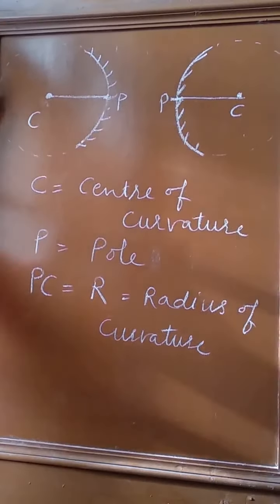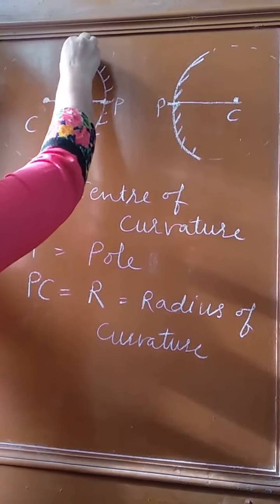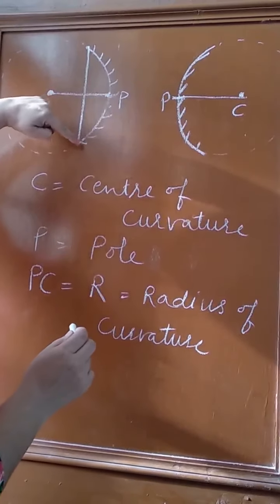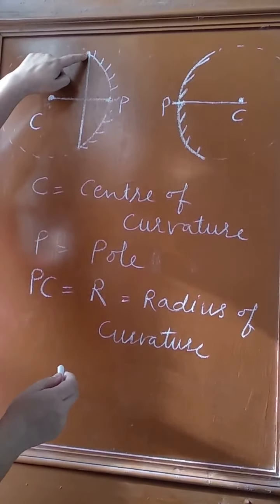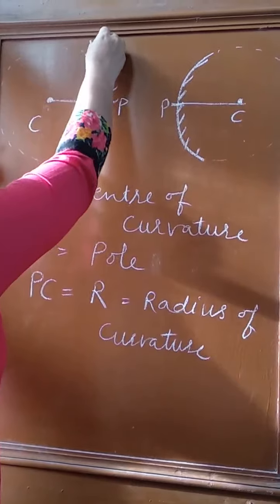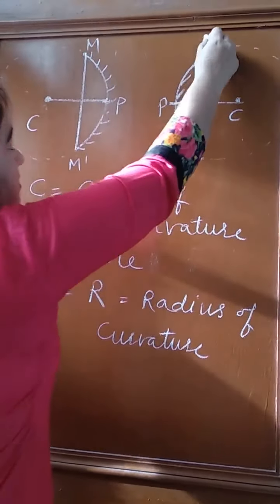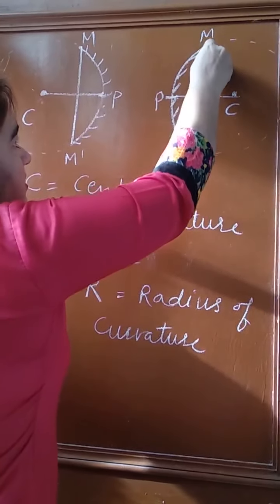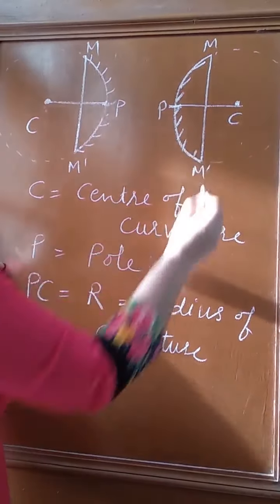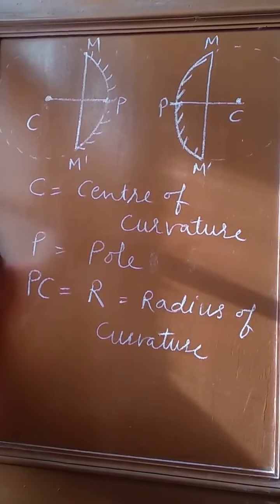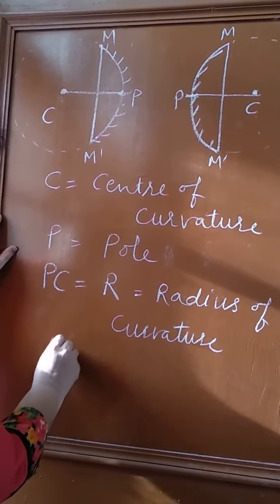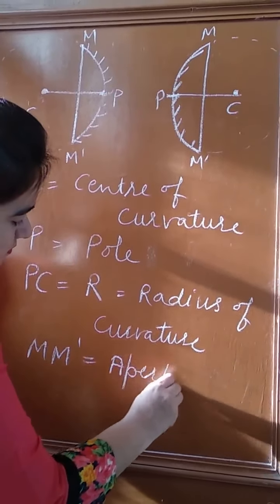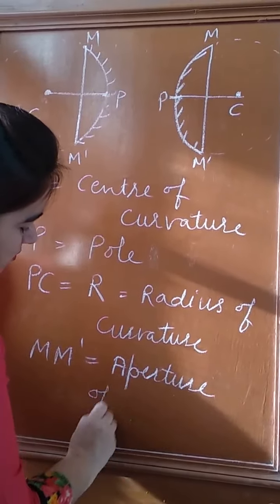Now, what is the aperture? Aperture is the diameter of the reflecting surface. This is the reflecting surface of the mirror. Let the diameter of this reflecting surface be M M dash. This diameter of the reflecting surface of these spherical mirrors is called the aperture. M M dash is the aperture of the mirrors.